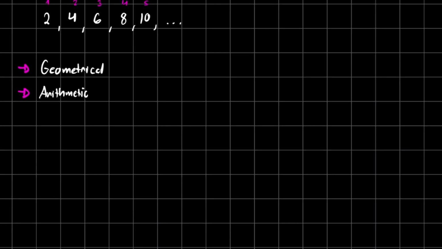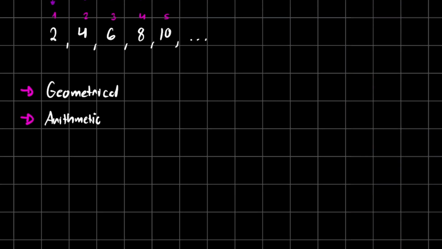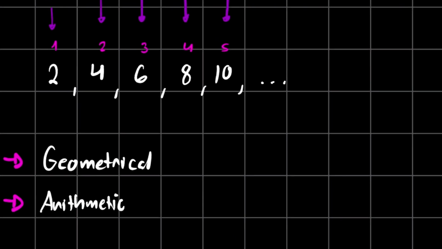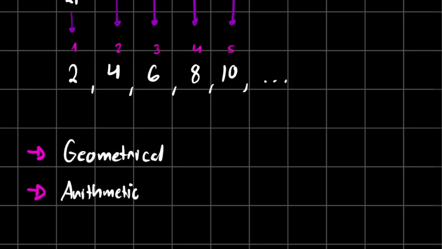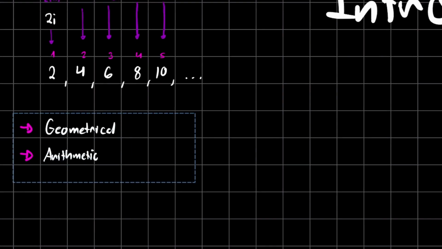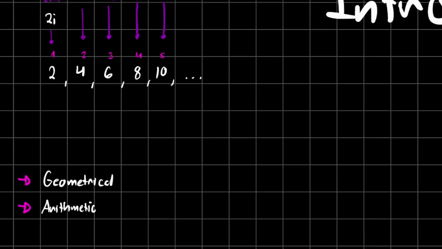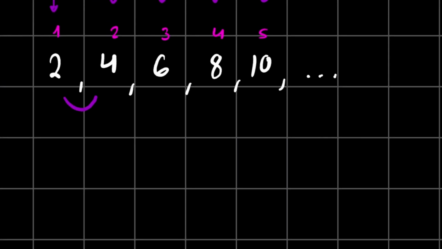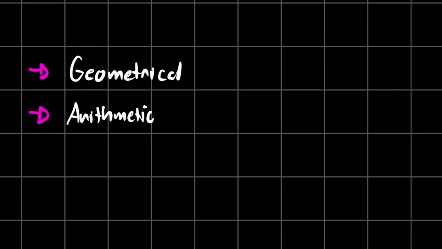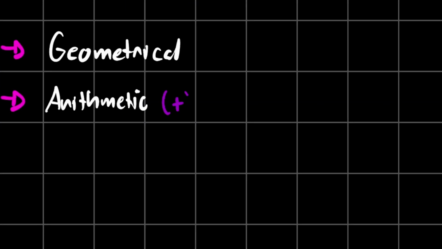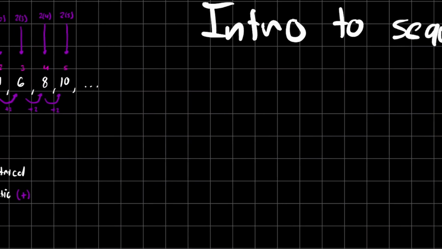What do these mean? Well, if we take a look at our example here, and we take a look at this sequence, we can see that every time we go to the next term, we just add 2. So plus 2, plus 2, plus 2, plus 2. So in a sense, this is what arithmetic is. Arithmetic is anything that has a plus added to it.